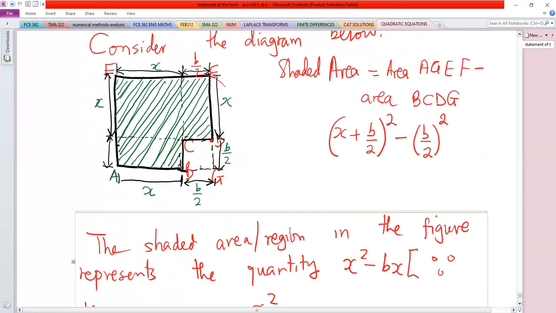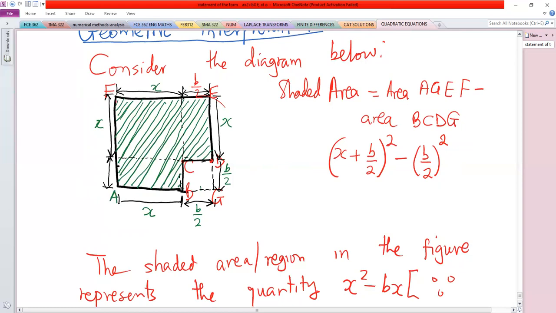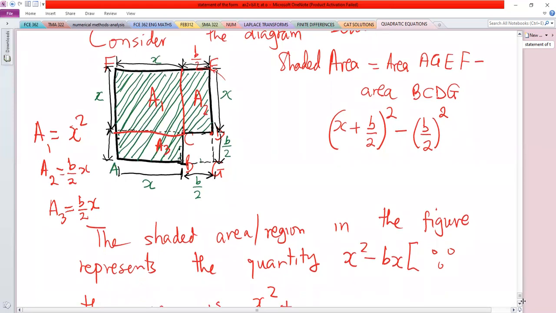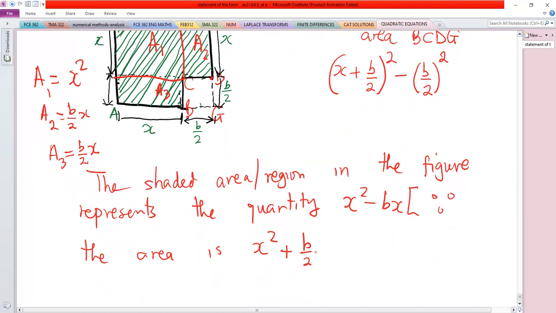plus, now you see we can as well get this shaded area by interpreting it this way. If we take this region, and I label this one area 1, this area 2, and this area 3. So area 1 will be given by x times x, which is x squared. Area 2 is a rectangle of width b over 2 and length x, which is b over 2 times x. And then area 3 is also a rectangle of length x and width b over 2, so area 3 is also b over 2 times x. So plus b over 2 x plus b over 2 x.